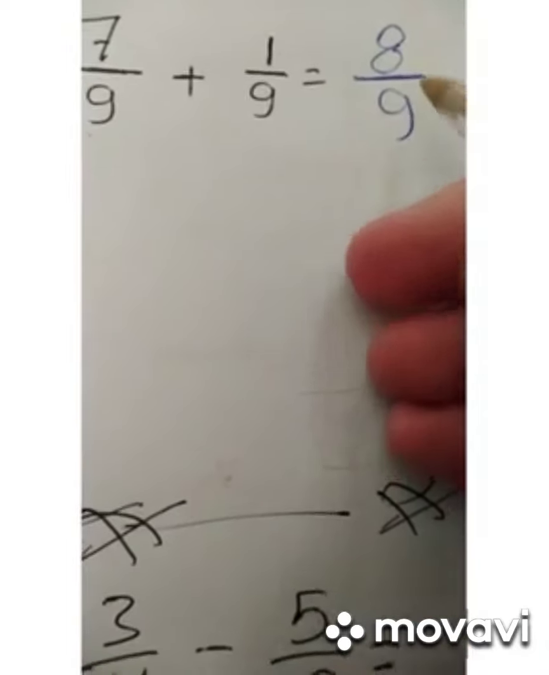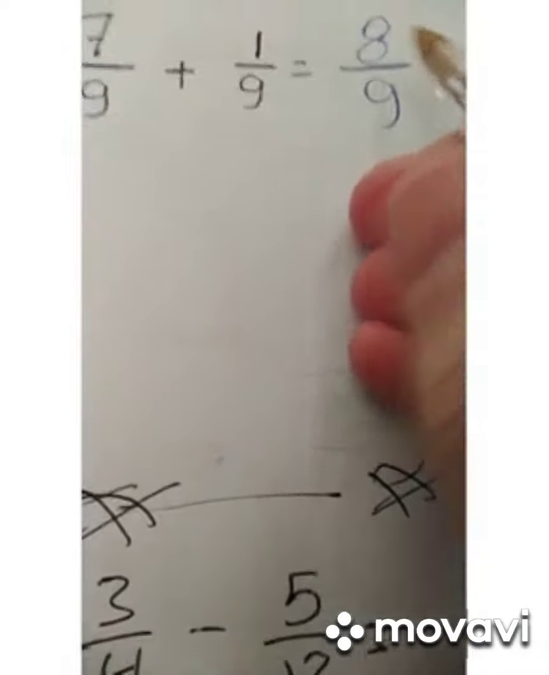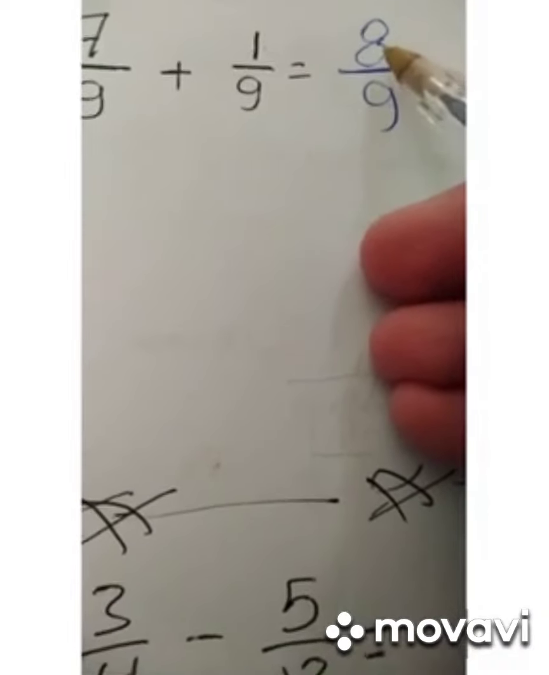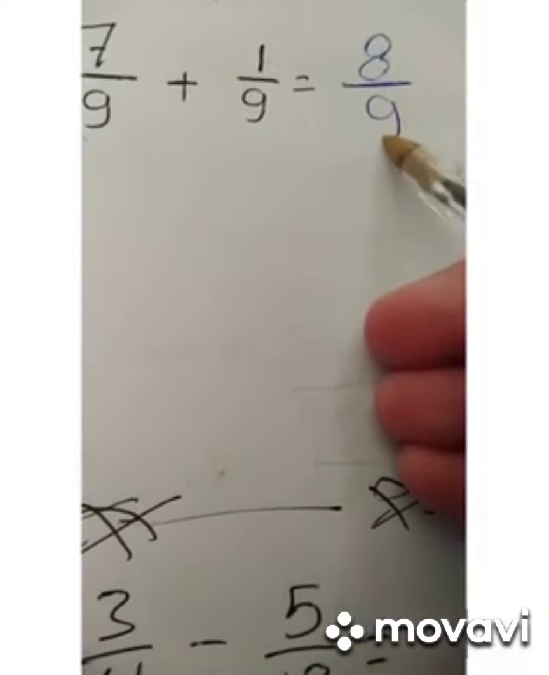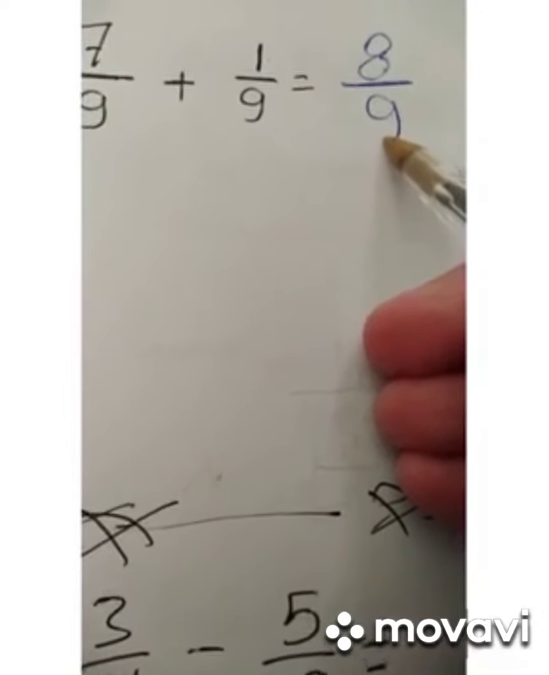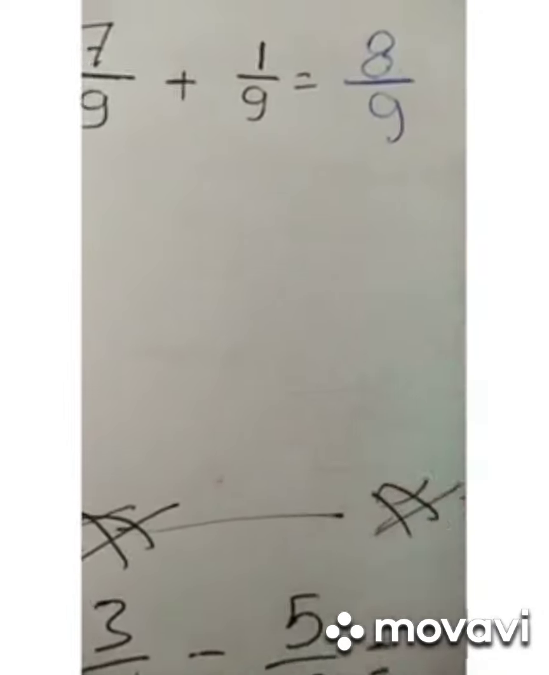Is it in simplest form? Yes, it is in simplest form. Why? Because if you get the GCF of 8 and 9, it will be 1. This means that 8/9 is a fraction in simplest form.